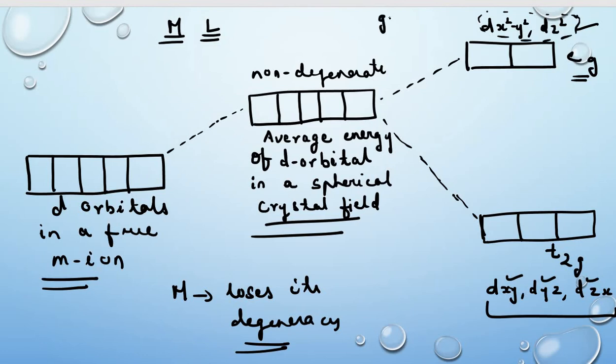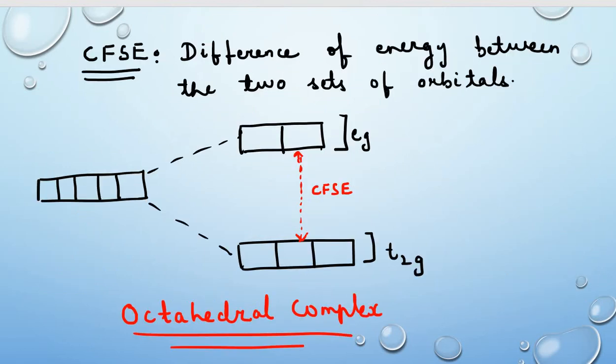These ones experience what? Greater repulsion from the ligand compared to which ones? Compared to these three, and thus it raises their energy. So this one is known as what? This one is known as Eg, and the lower one is known as T2g. Now you can see here, this is the degenerate d orbital, and we have already discussed it splits into two. What are they? Eg and T2g.